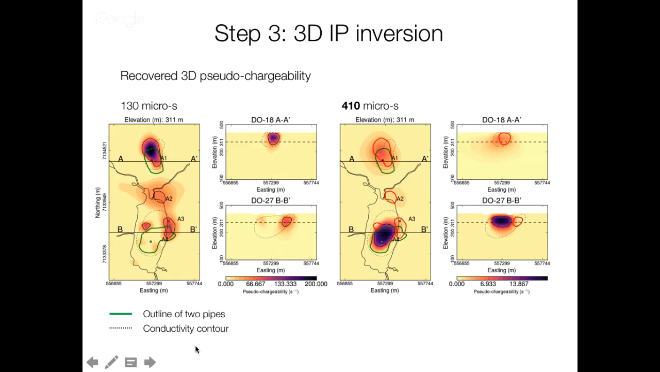At 410 microseconds, the picture is really quite different. This is no longer the dominant kid on the block. The dominant kid is this guy back here, and he's the main chargeability. So there are certainly things happening as a function of time, different chargeabilities, and that's undoubtedly telling us something about the different rocks.